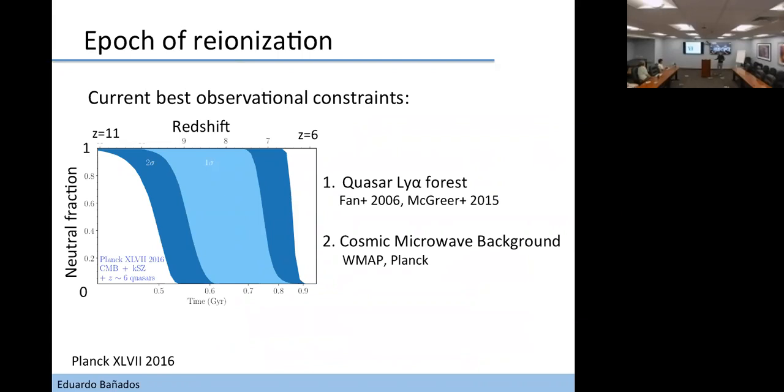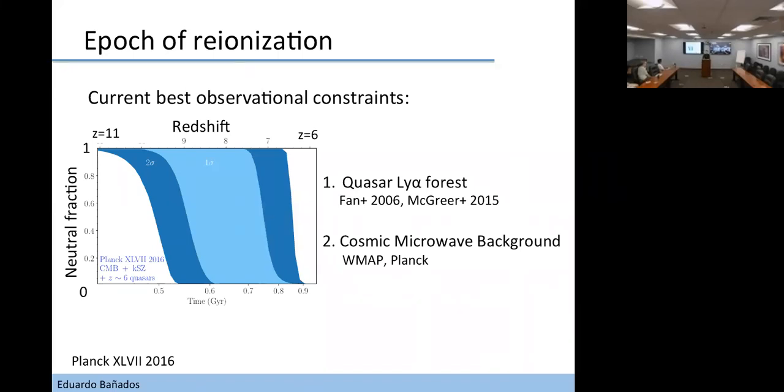So one of the fundamental questions is how this process happened, right? So here in this plot, I'm showing neutral fractions. So 0 is completely ionized and 1 is completely neutral. And these are the best observational constraints we have so far, mostly coming from the cosmic microwave background anisotropies that give us an average redshift or time when this process happens, and also a duration. And the other is coming from studies of very high redshift quasars, like the Lyman-alpha forest. I'm going to talk about that in a few slides, that put constraints on the end stages of reionization.